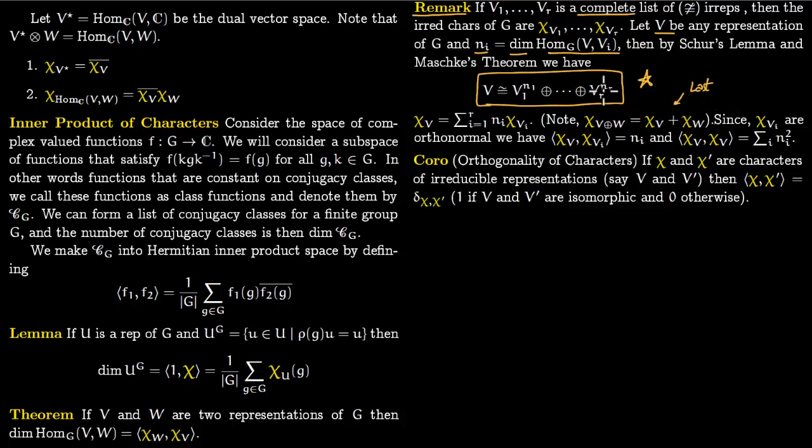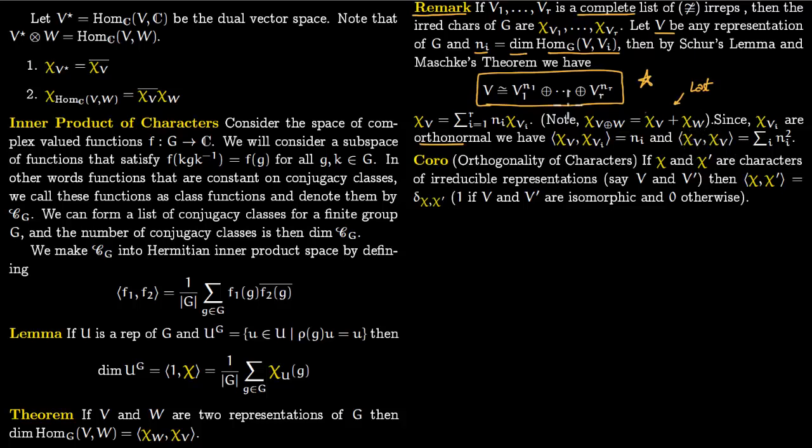And so therefore you can sum this up. If you start summing this up, you will get ni chi of Vi. Now since the chi of Vi are all orthonormal, as we have already shown by orthogonality of characters, because each of these Vi is non-isomorphic to the other one, all of them have to be orthonormal. So if you take chi v comma chi vi, it will just give you ni, where ni is this dimension, because you just add the corresponding Vi terms ni times.